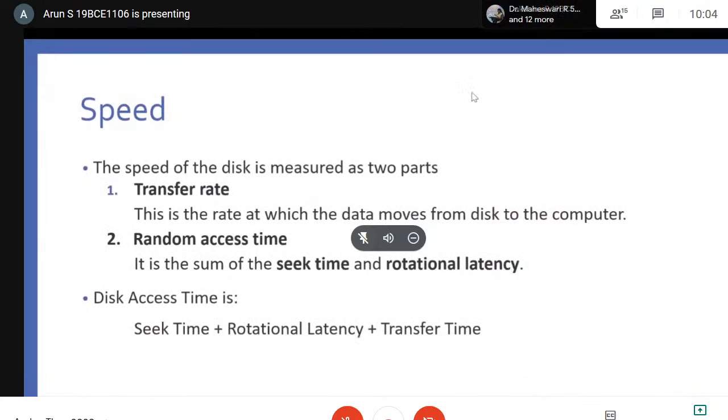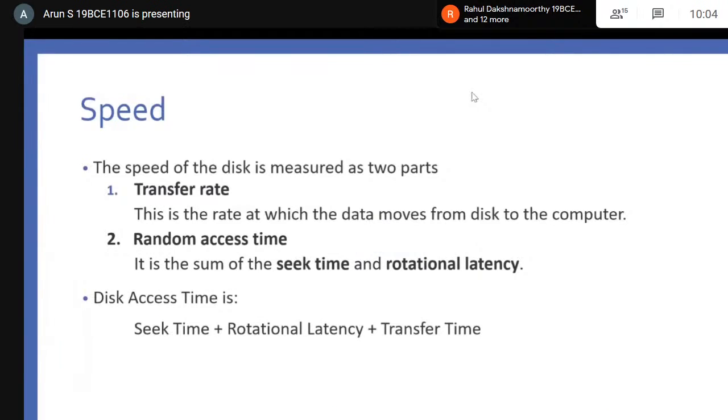The speed of the disk is measured by 2 parts. One is the transfer rate, which is the rate at which data moves from the disk to the computer, and the second is the random access time. It is the sum of seek time and rotational latency, which is given in the further slides. So the total disk access time will be seek time plus rotational latency plus transfer time.